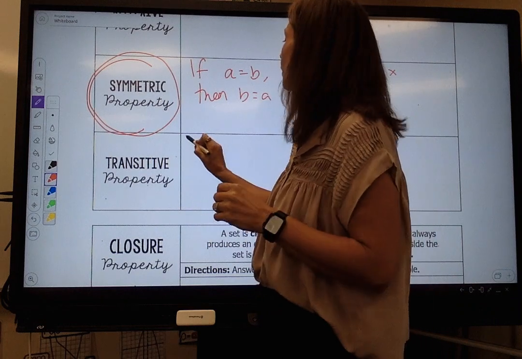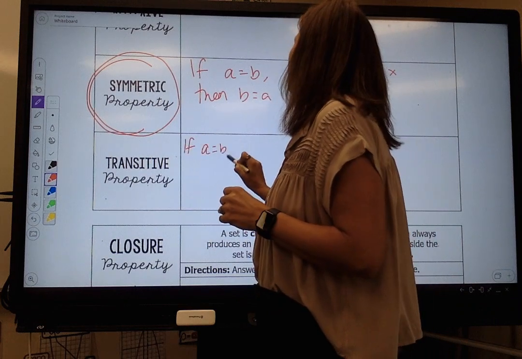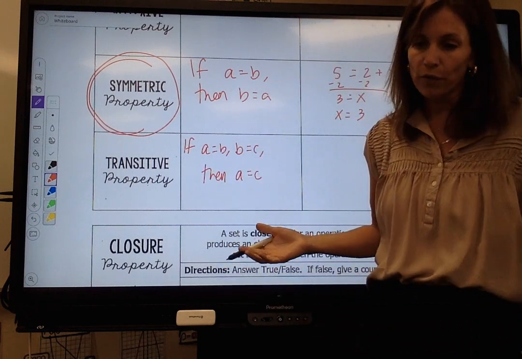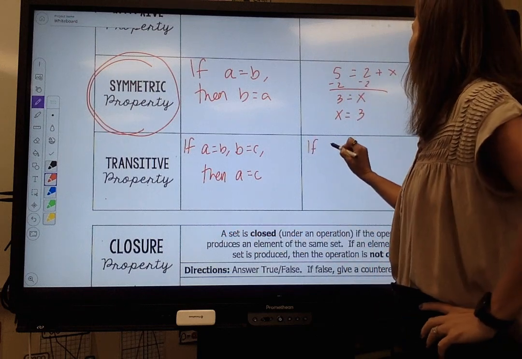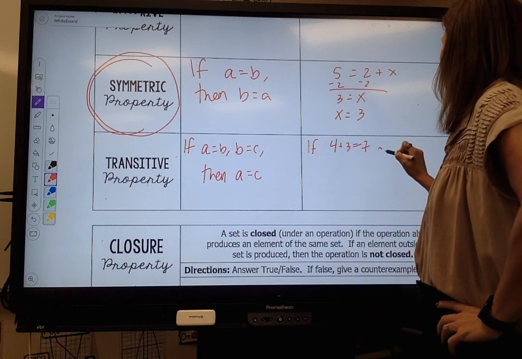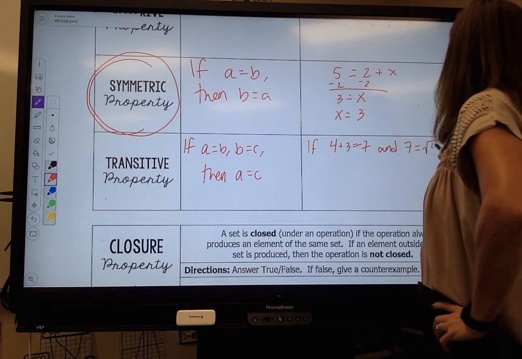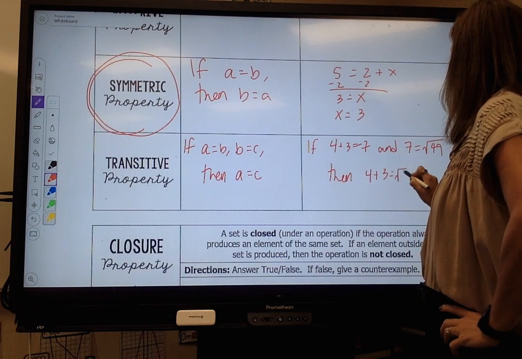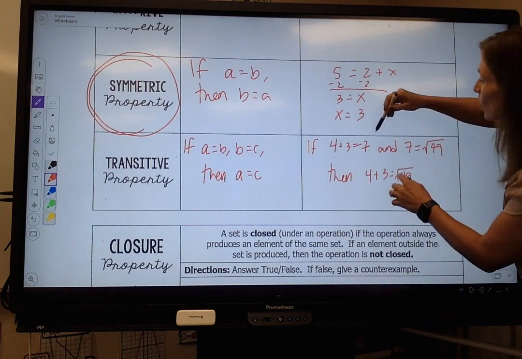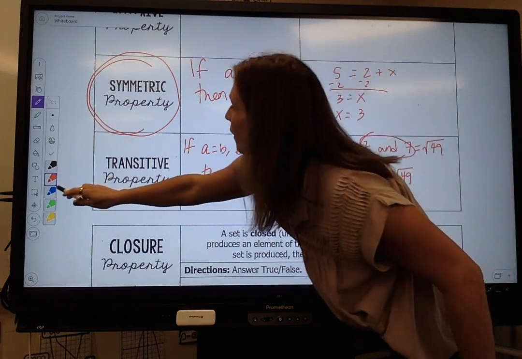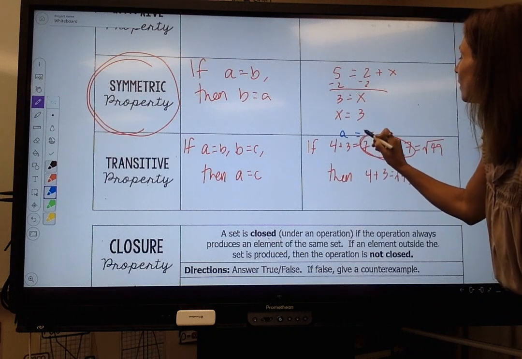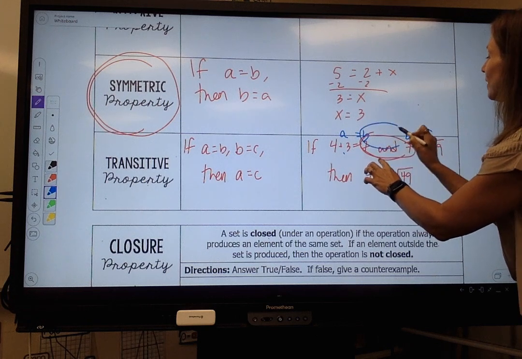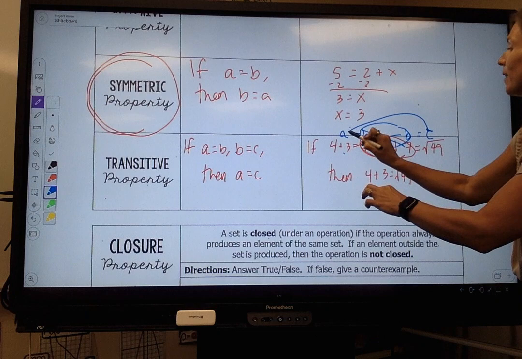Transitive property, again, this is used a lot in geometry, not so much in algebra, so I don't really hit on it that much, but you do need to see it. And that says if A equals B and B equals C, then A equals C. So, for instance, if 4 plus 3 equals 7, and 7 equals the square root of 49, then 4 plus 3 equals the square root of 49. So look what happens. I'm repeating this value. I'm canceling out that middleman and going straight from A to C.